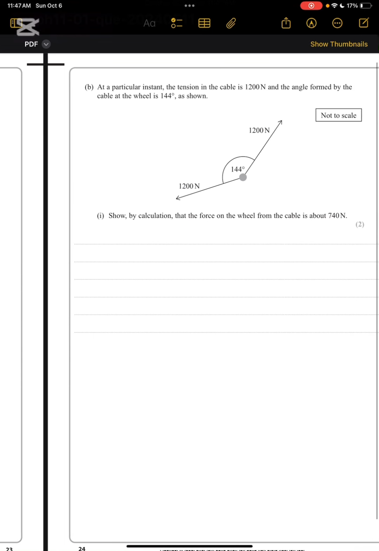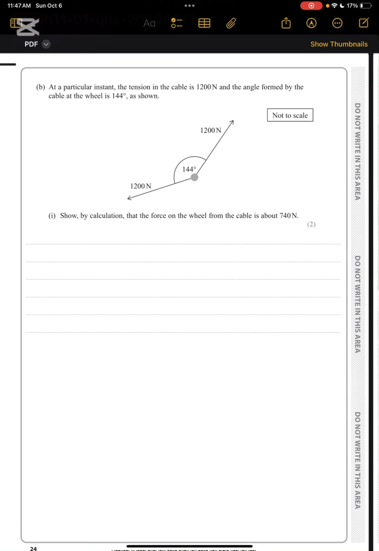So let's move forward to question number B. In question number B, they have said at a particular instant the tension in the cable is 1200 Newton. The angle formed by the cable at the wheel is 144 degrees, as shown in the diagram. So the tension in the cable and the angle formed by the cable at the wheel, these two are separated by 144 degrees.